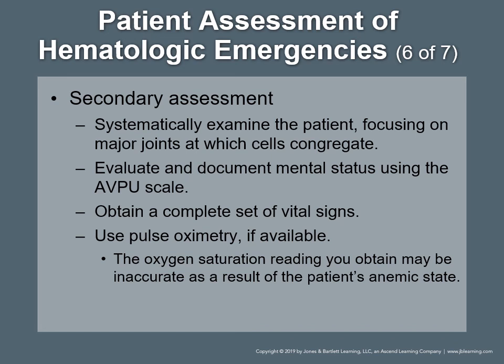Secondary assessment may be performed on scene, en route to the emergency department, or not at all. Systematically examine the patient, focus on major joints at which cells congregate, and obtain your patient's baseline vitals. Evaluate and document mental status using the AVPU scale. Table 21.5 in your book shows common findings in the patient with blood disorders. Obtain a complete set of vital signs. Use pulse oximetry if available, and keep in mind that the oxygen saturation reading you obtain may be inaccurate as a result of the patient's anemic state.